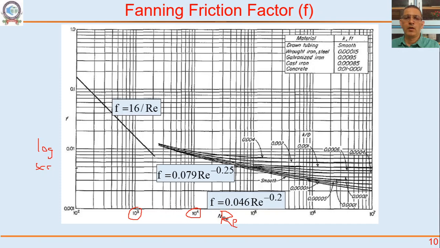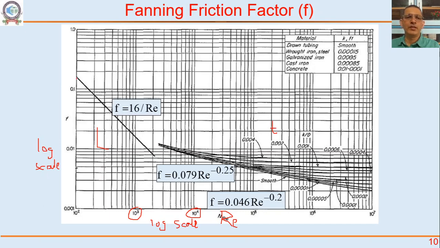Is in a log scale. This graph paper is called log graph paper. You can use it in Excel very easily. So below 2100, flow is laminar, and beyond 4000, the flow is turbulent.